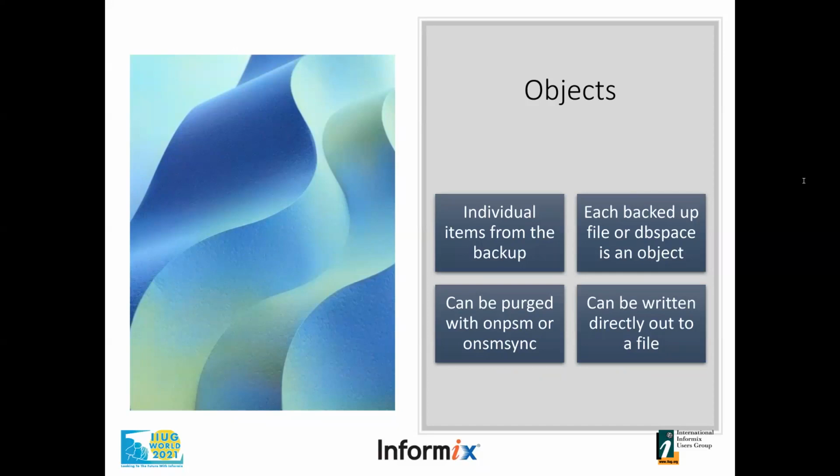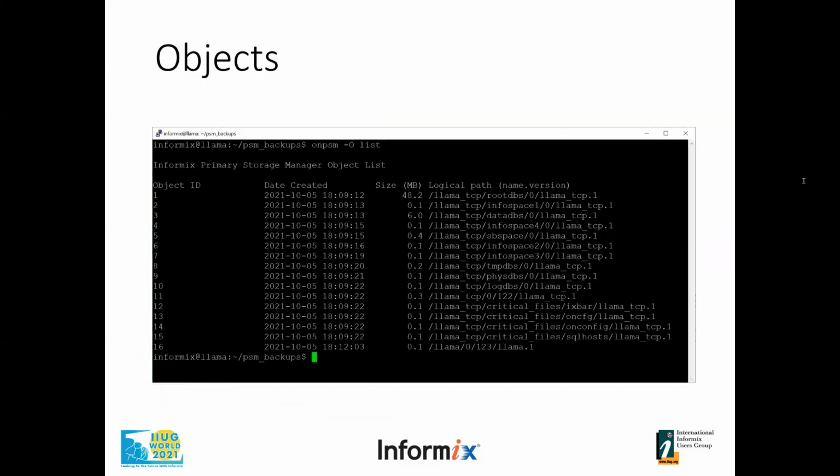The other thing you can do is write individual objects out to a file. So if you need to individually manage them, you can. So this is what the PSM looks like with listing the object. It's -O list. It'll tell you the size and the logical path. The logical path will be under the device path. You can see when it was created. So you can see all of this was a set of objects on a single level 0 backup. And then the last entry is another logical log file that was written out.